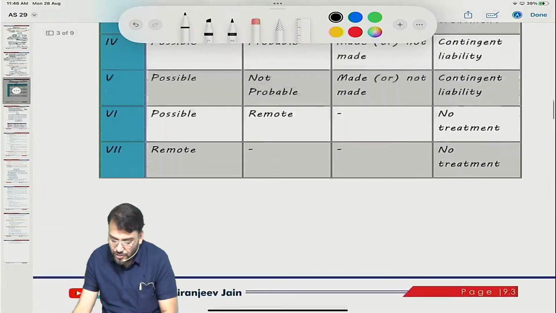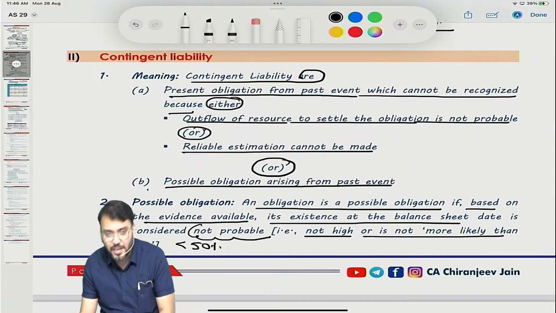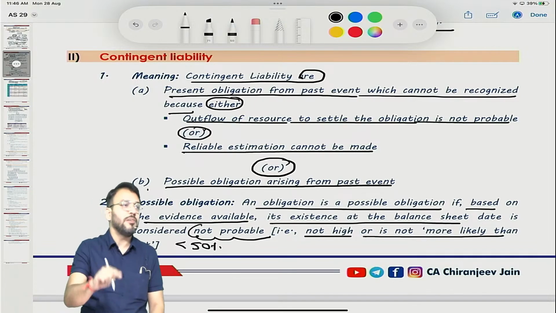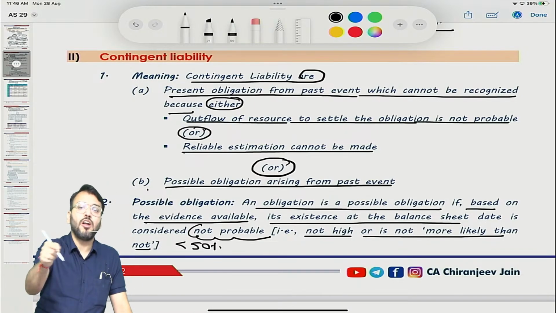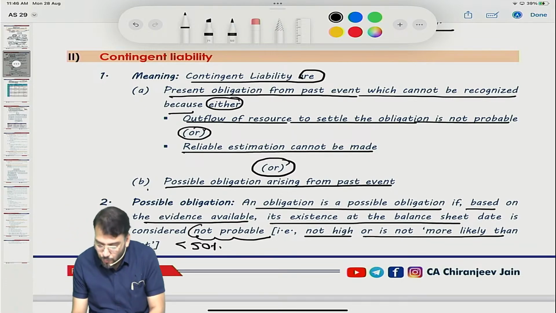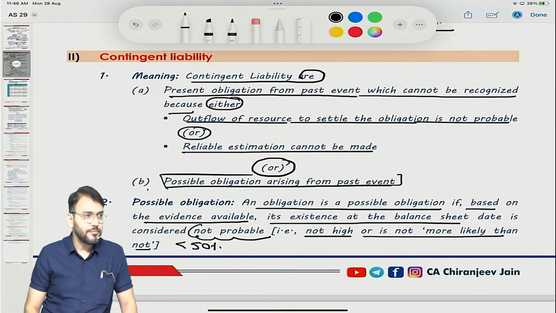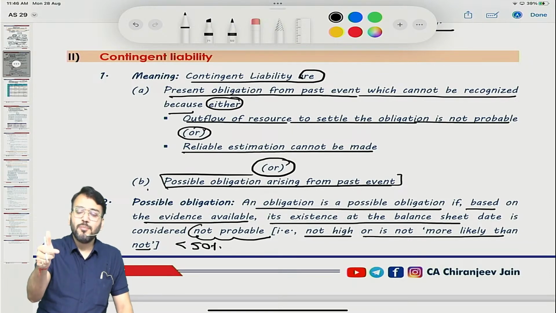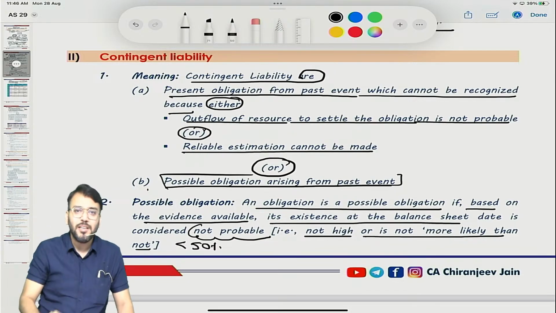If you read the definition of contingent liability, they have given: possible obligation arising from a past event, the existence of which will be confirmed by the occurrence or non-occurrence of an uncertain future event which is not within the control of the entity. But I am focusing on this. If you have understood this, you have understood contingent liability. From the examination point of view, you need to find out whether it is a present obligation or a possible obligation.